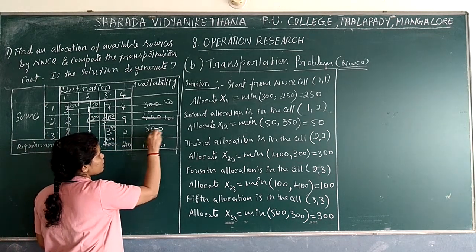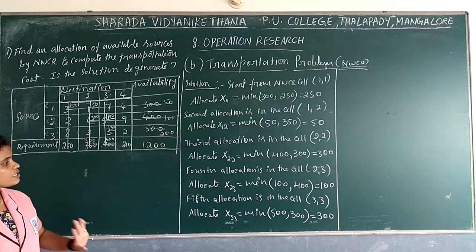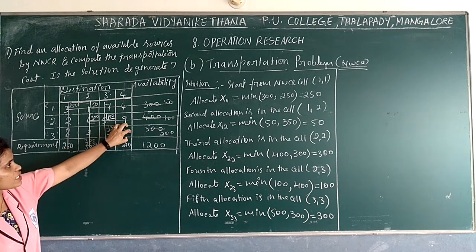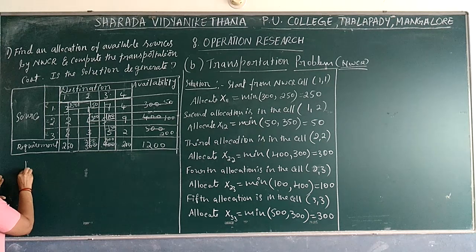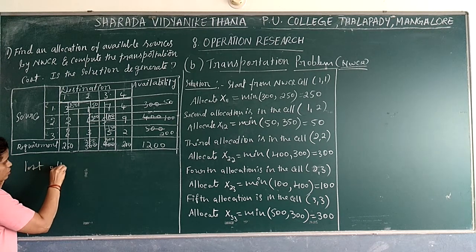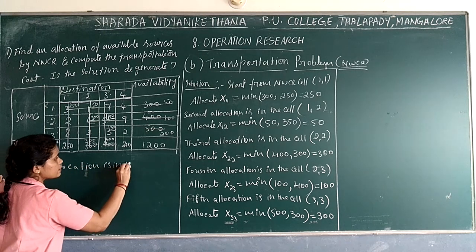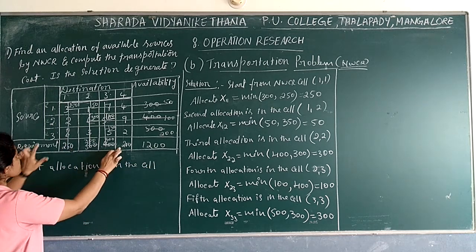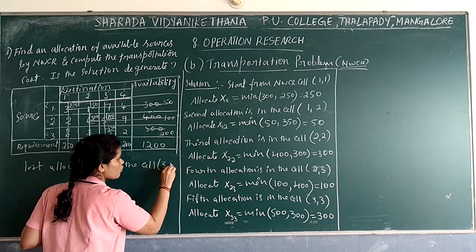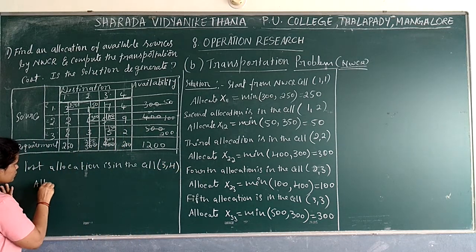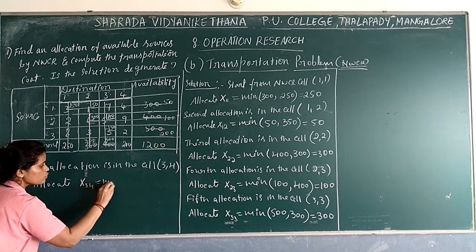What will remain here? 300 we allocated here, now 200 will remain. Now which cell is remaining? Only one cell, the last cell is remaining, and that is the last allocation. I will write here: last allocation is in the cell. Which is that cell? That cell is 3, 4. Now allocate x34 is equal to minimum.